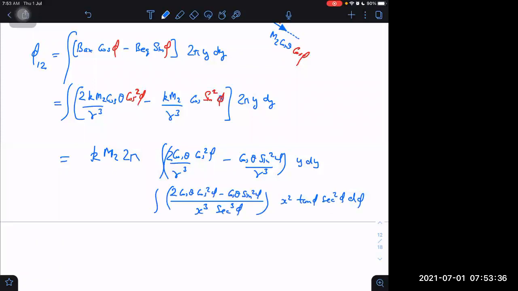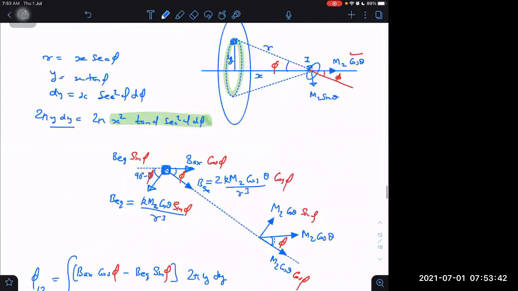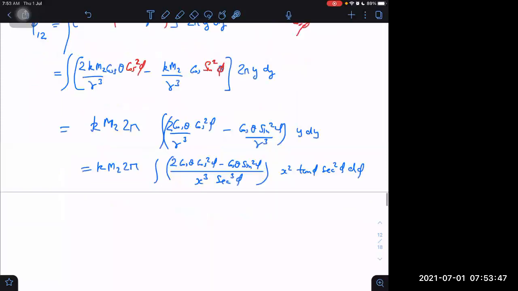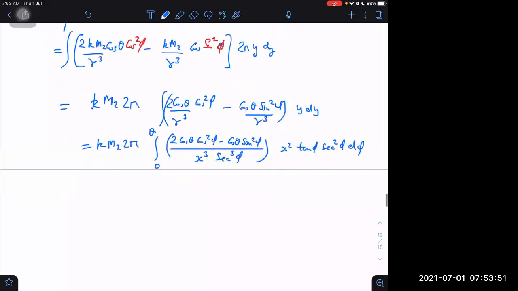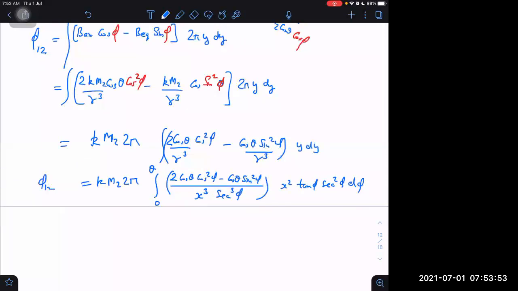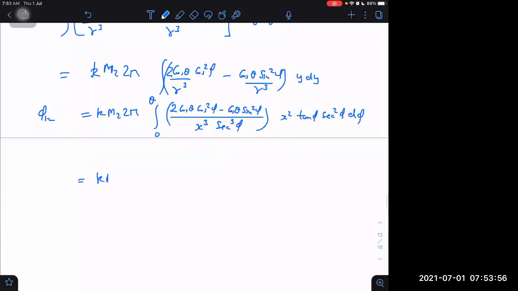Limits: k into m2 into 2 pi. Phi will vary from 0 to theta. That is our value of flux in 1 due to 2. Now let us see what we get. M2 into 2 pi, x cube and x square. So I can take 1 upon x outside. The remaining terms we have to solve inside the integral only.